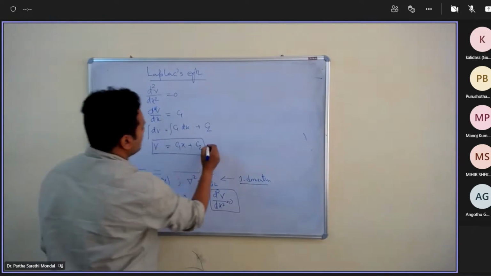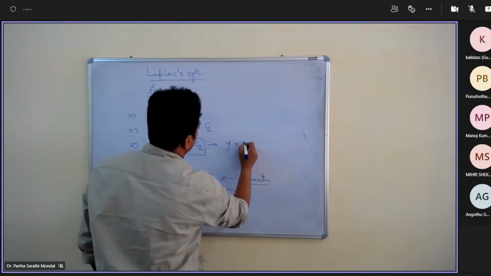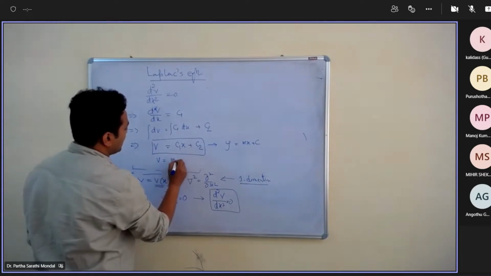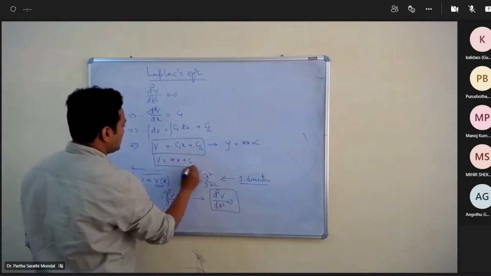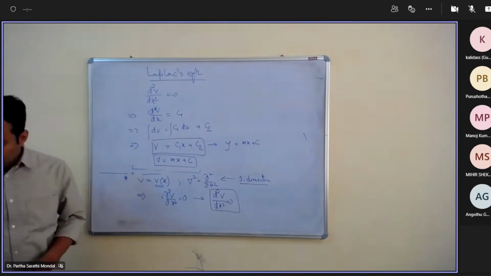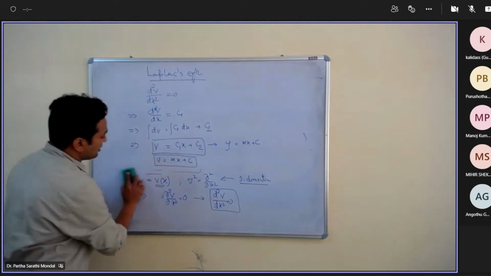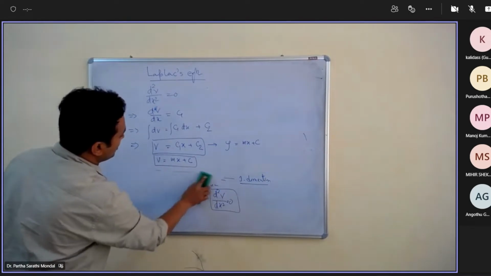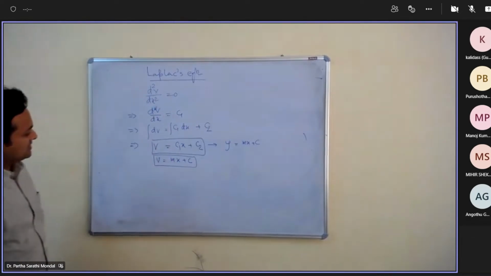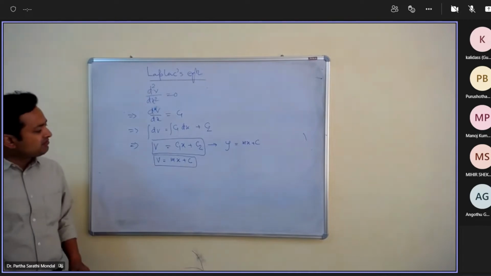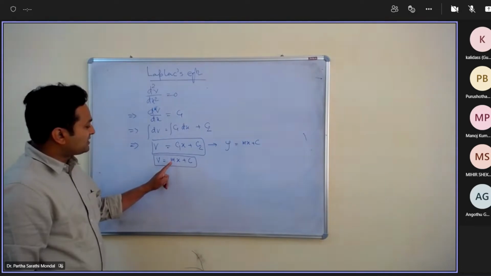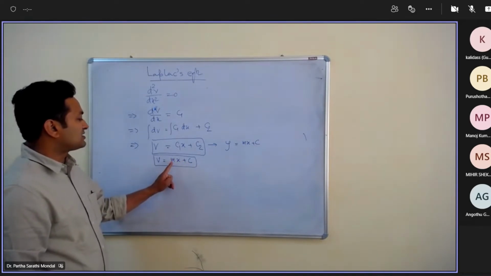So it will just give you a straight line, y equal to mx plus c. So if I write this one, V equal to, let's say, mx plus c, it will just give you a straight line. Now it is not the complete solution because we don't know the value of m and c. So in Laplace equation solving, it's very important to have boundary conditions which will provide the value of two arbitrary constants.